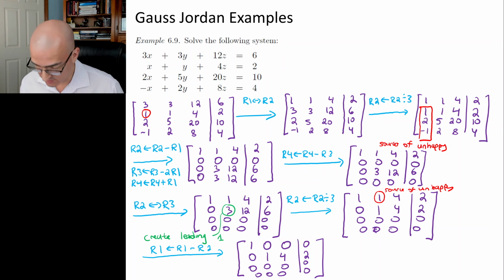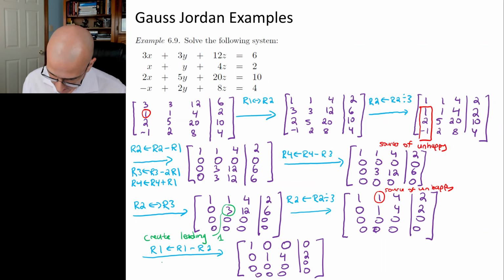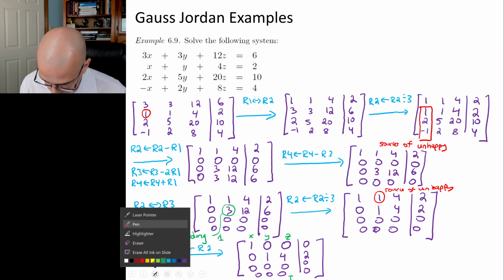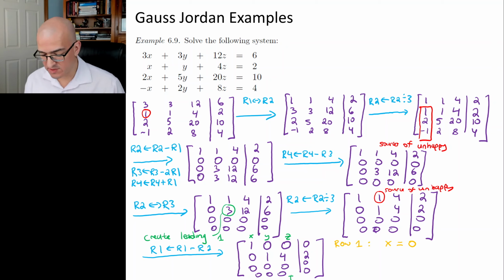What we have left is to solve the system, or to state what the system is in terms of its variables. This is an x, this is a y, this is a z. It's also a t column because there's no leading 1 inside column 3. So row 1 says the following. It says that x is equal to 0. 1 times x plus 0 times y plus 0 times z is equal to 0. Perfectly fine. And then row 2 says that y plus 4z is equal to 2.